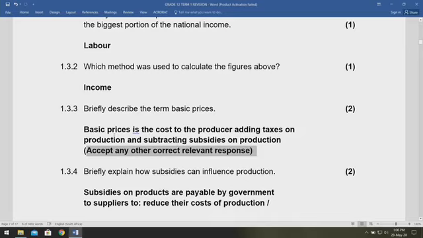And remember, basic prices you only find in the production method and in the income method, not in the expenditure method. But the idea behind the term basic price means the raw cost of production. So even if you had to say that basic prices refers to the cost of producing the product, you would have also been given the 2 marks there.